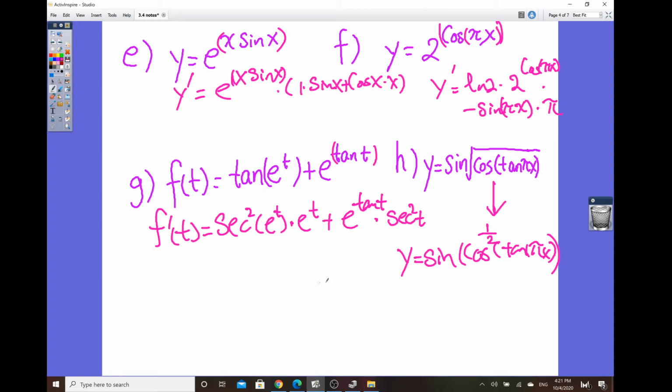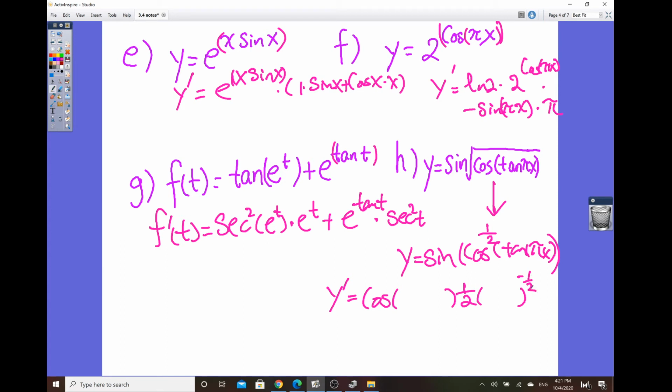So derivative of sine, then that would be considered what? Cosine, the quantity. Okay. And then what else? The next one would be the power. So power, you can bring it down: 1/2 to the quantity of -1/2.